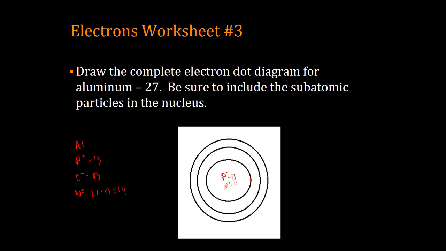And then I'm going to put in my first electron, my second electron, third, fourth, fifth, sixth, seventh, eighth, ninth, 10th, 11, 12, 13. Okay, and so now I can see that I've got an energy level that's full with 2, my next energy level is full with 8, and my last energy level has 3 for a total of 13 electrons to balance my 13 protons.